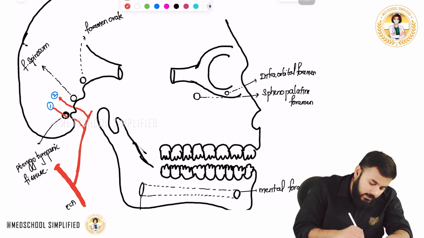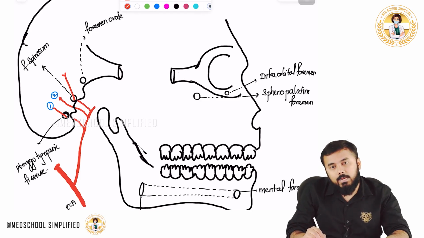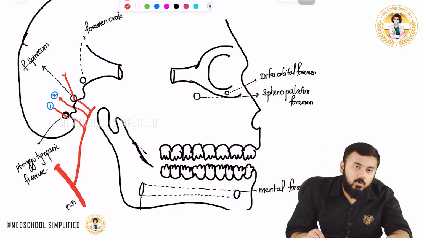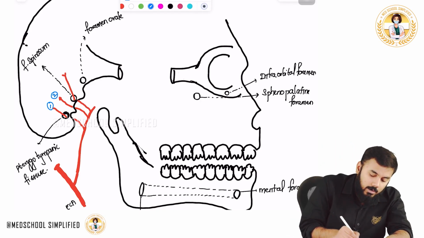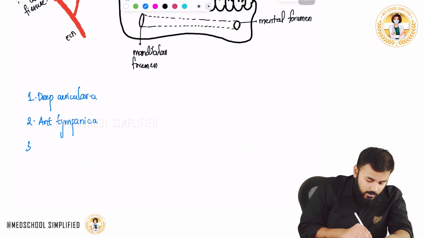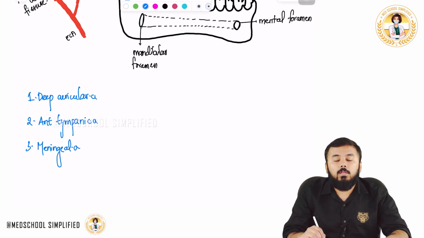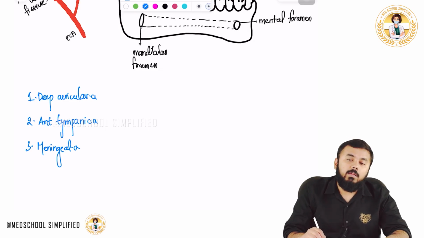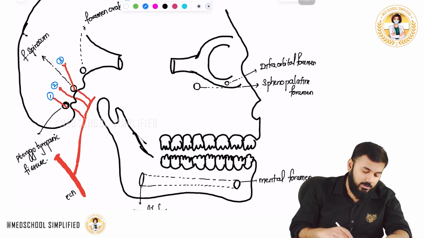See, this is the artery that is passing into this foramen spinosum and coming out like this. So this artery which is entering into this foramen spinosum is what is called your meningeal artery. So artery number 3 is called your meningeal artery.